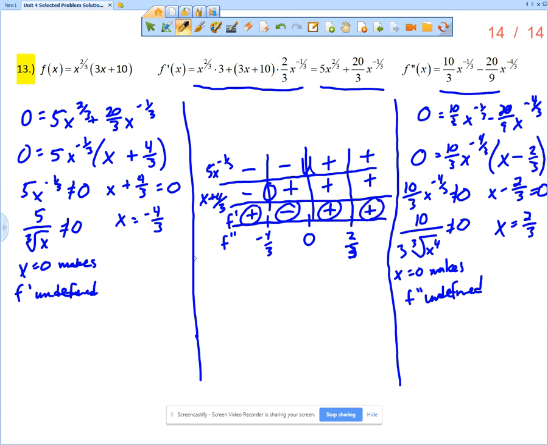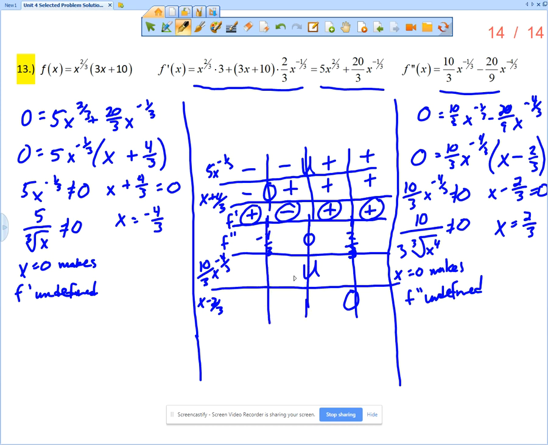All right, so now the second derivative. I'm going to put my two factors: I have 10/3 x to the -4/3, and then I have x minus 2/3. Now I'm going to have 2 rows here for the second derivative. I'm going to put a u below 0 here, and I'm going to put a 0 under 2/3. So I'm going to draw my separations. Now pick a number to the left of 0. How about -1?